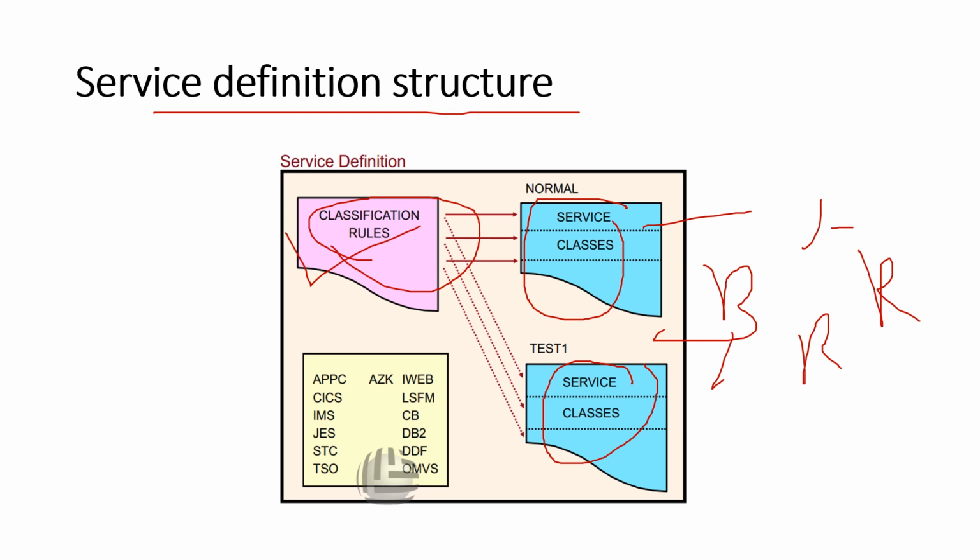Let's take an example: a customer might decide to classify a batch job to a service class based on its job name, while TSO users, multiple users, might be classified by their user ID. You already know WLM uses the concept of policies to provide flexibility in workload management, and this policy is identified by a specific set of service classes with the related performance goals, which are activated as a group to manage workload for a particular system.